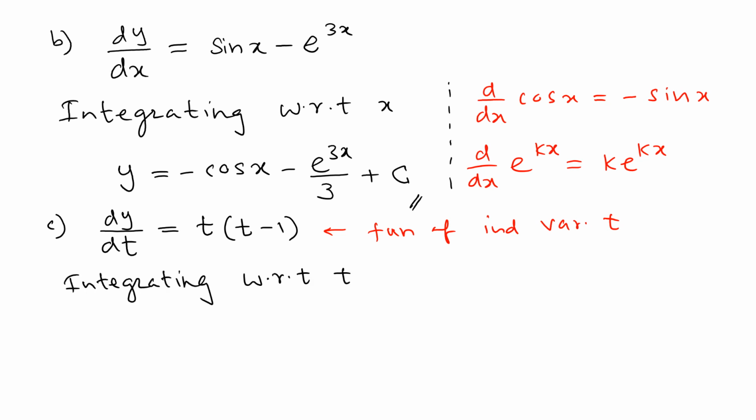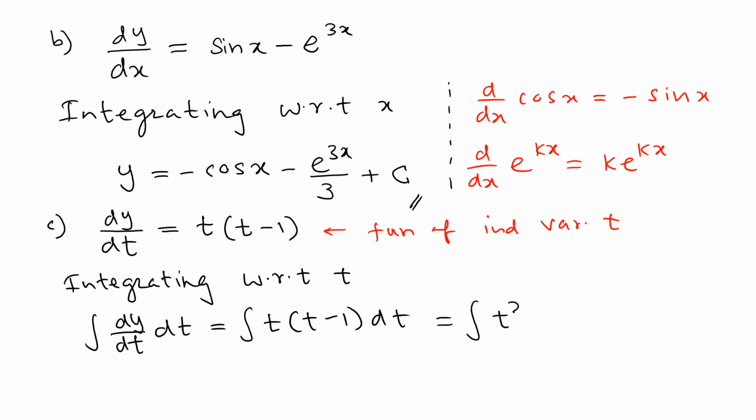So integrating with respect to t, we have the integral of dy over dt times dt on this side. The other side is again t minus 1, and we know that there is no product rule. That means what you need to do is distribute. So we can write this one as t squared minus t on the right side, and now we can directly use the power rule.